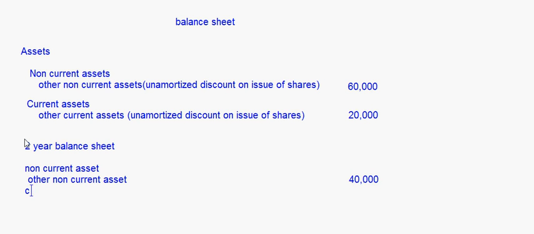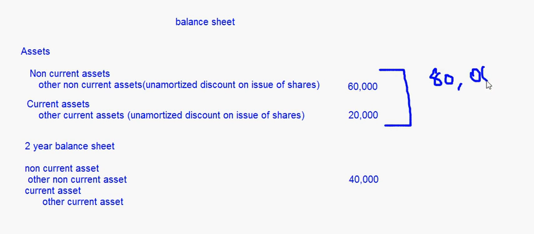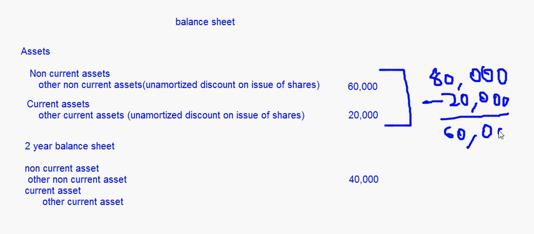And in your current assets, other current assets, now out of that, this is the figure at the end of the first year. This is 80,000, right? Out of this 80,000, 20,000 is written off in the profit and loss account, right? So how much is left? We are left with 60,000 rupees, right? Out of this 60,000 rupees, 20,000 will be written off in the next 12 months, in the coming 12 months.